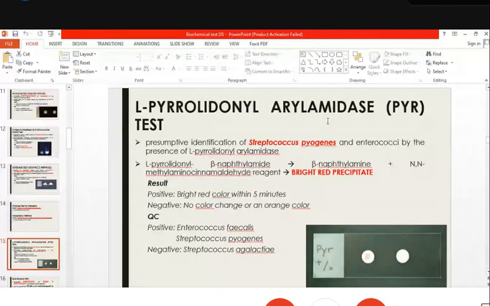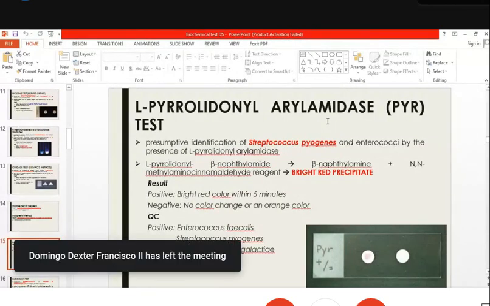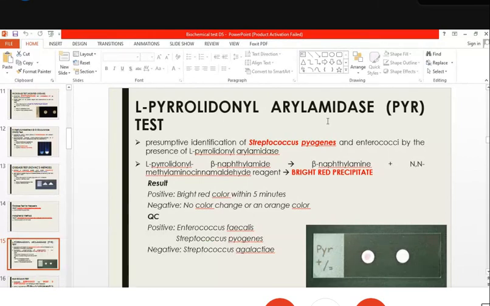Then you have your coagulase test. Of course, free or bound coagulase. Our positive result is still clumping or the formation of clot. And we have our DNA hydrolysis. Ano yung ating DNA hydrolysis? It is the clearing around the colony. Hindi pwedeng clearing lang ha. It's clearing around the colony.